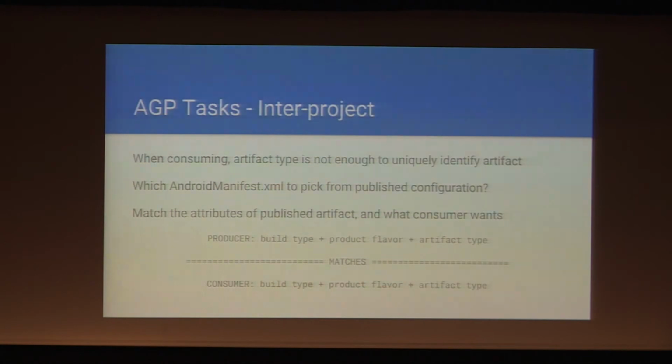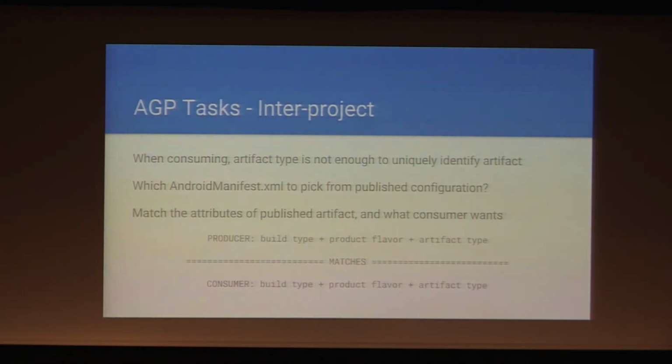However, I have used here only ArtifactType.MANIFEST to describe an artifact, but that is not enough to uniquely identify the artifact. Remember, there could be multiple variants that are building this Android manifest. So we could have both a debug and a release version of the Android manifest. So which one do we pick? How do we know whether we should build a debug version of the Android manifest from a library project or the release one?